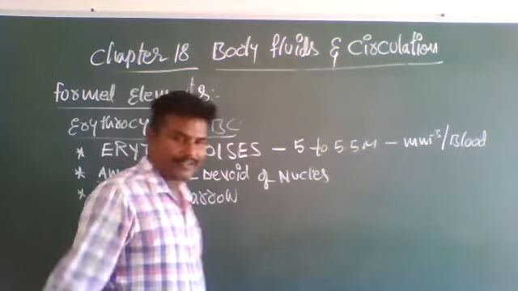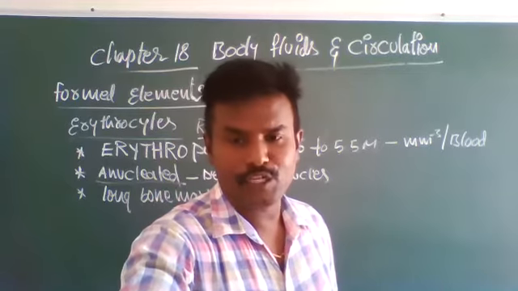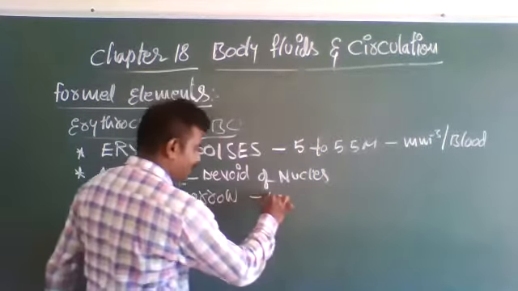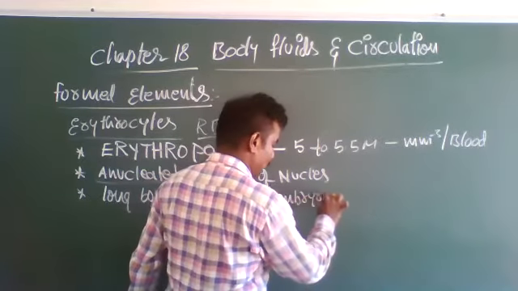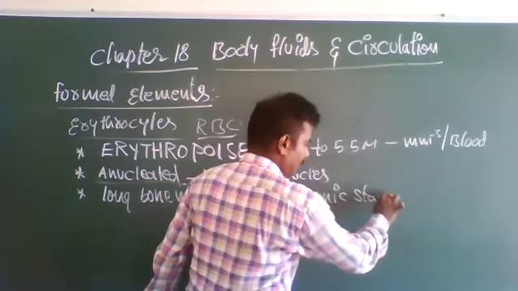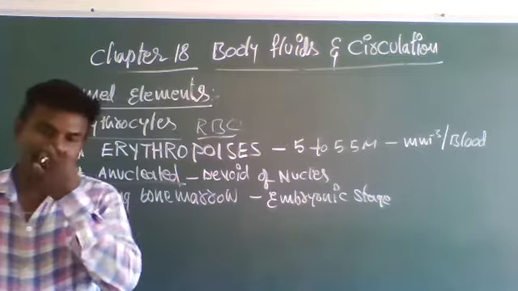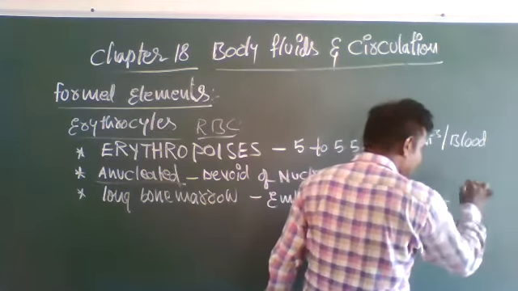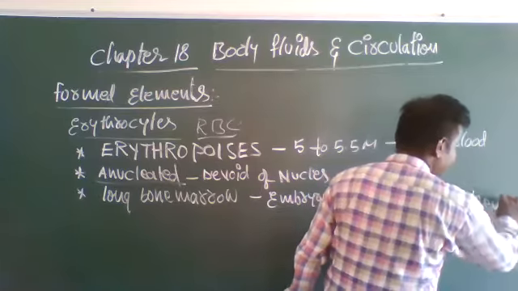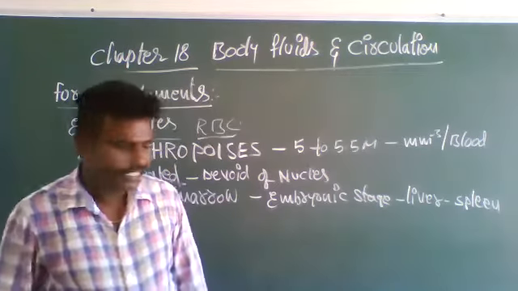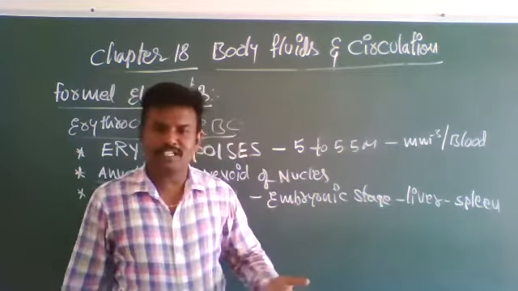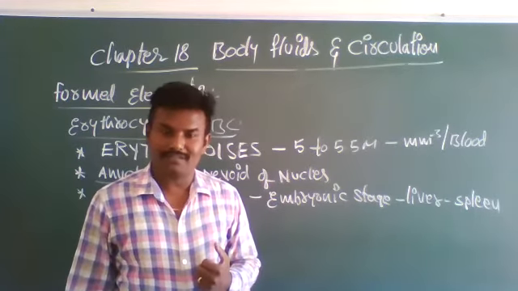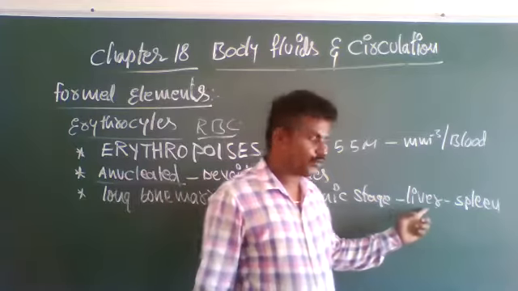In adult human beings, red blood cells are formed in long bone marrow, whereas in the embryonic stage, the new red blood cells are formed in the liver and spleen. Embryonic stage means when we were in our mother's womb; at that time, red blood cell production takes place in the liver and spleen.